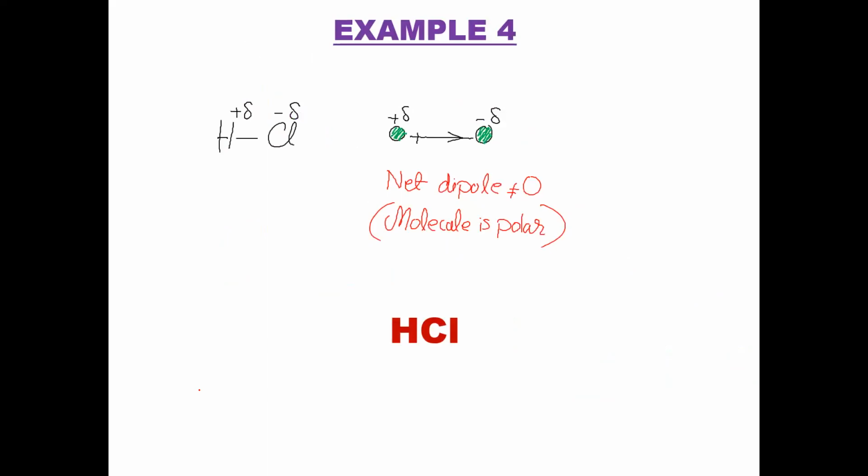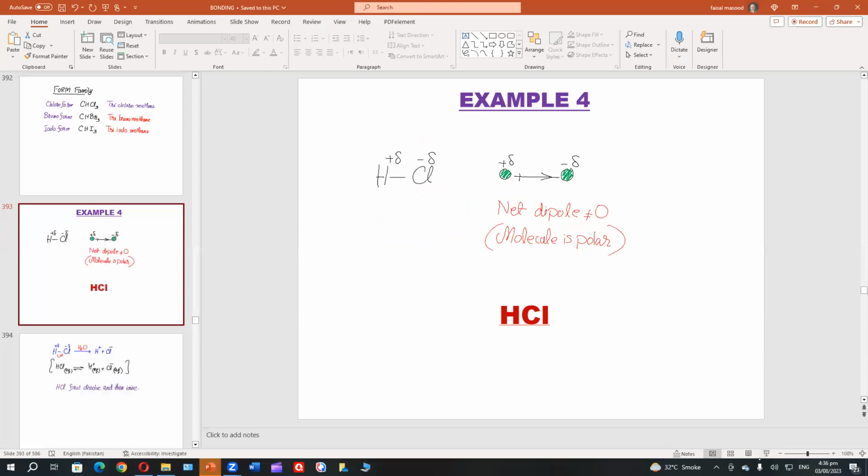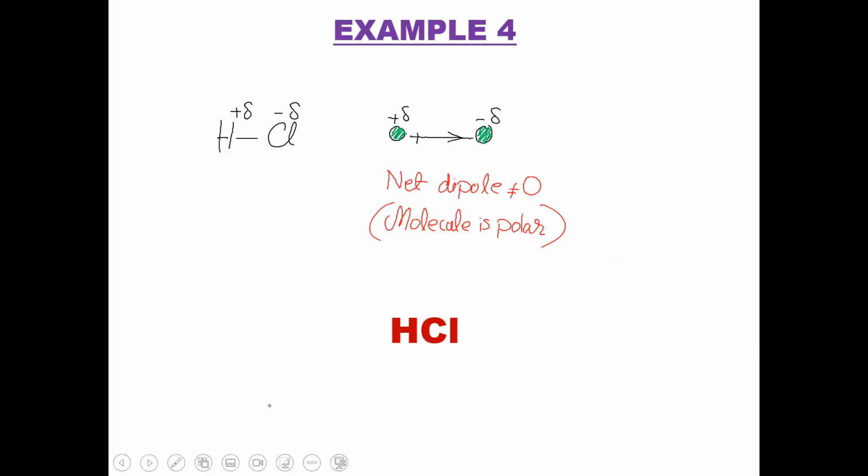Now, example number 4, HCl. This molecule is polar because there is no competition. It's a straight molecule and there is only one polarity line. Why is this bond polar? Because hydrogen is electropositive and chlorine is an electronegative element. So now you have to copy this example.